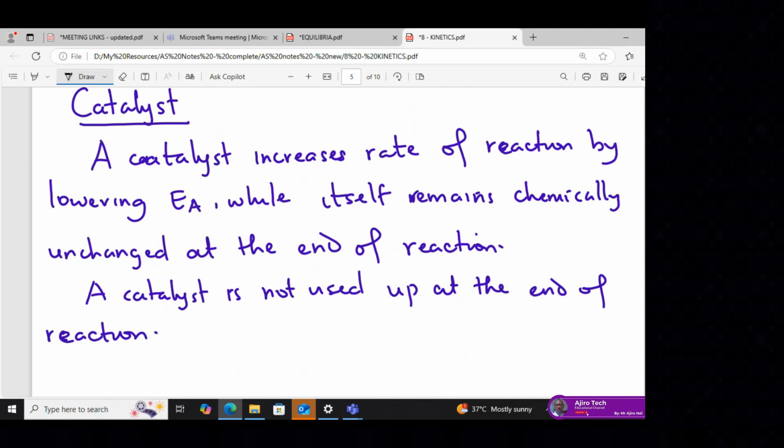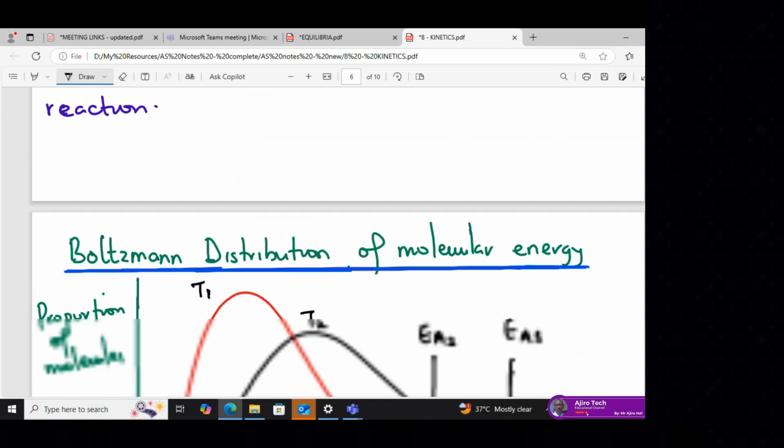Catalyst. A catalyst increases rate of reaction by lowering activation energy, whilst itself remains chemically unchanged at the end of the reaction. A catalyst is not used up at the end of a reaction. That means the mass of catalyst before and after should be the same thing. Do you get?